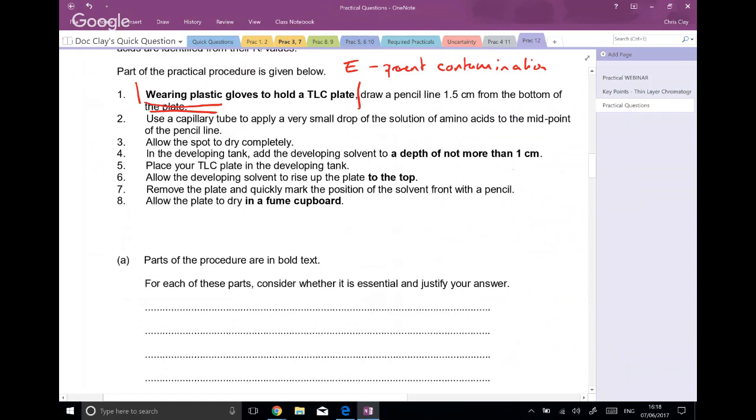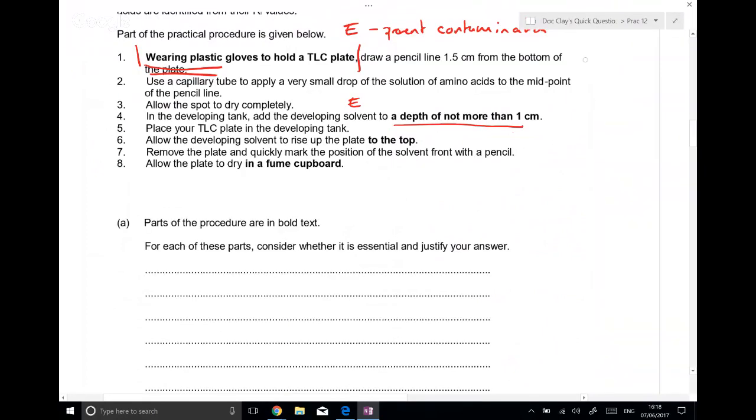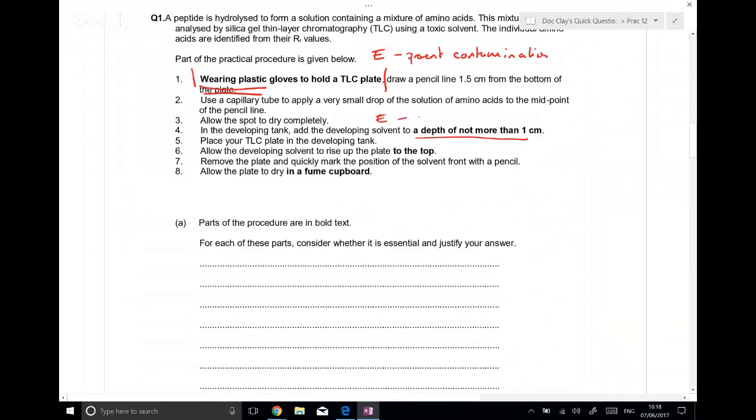A depth of not more than 1 centimeter. Okay, so that is, again, essential, because if you went greater than 1 centimeter, your solution, or your substance, would dissolve into the solvent, and you wouldn't be able to see any of the substance, and it wouldn't go up the TLC plate.